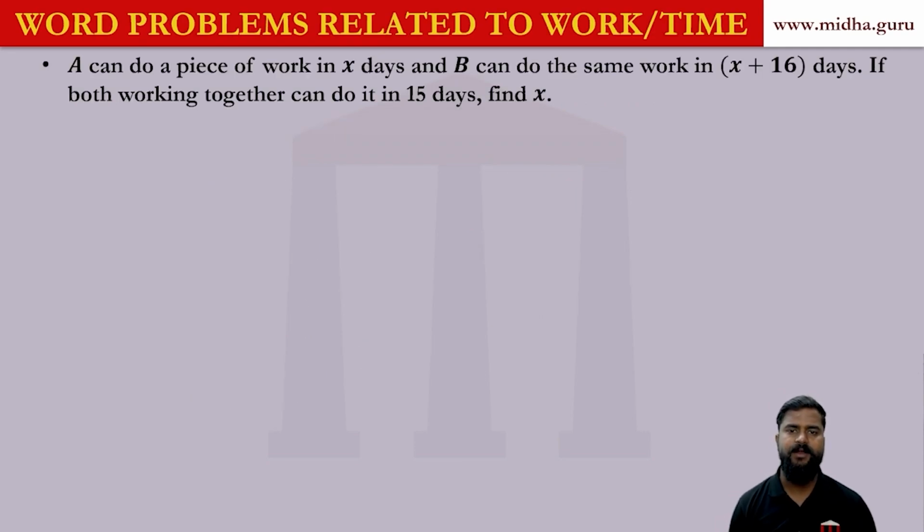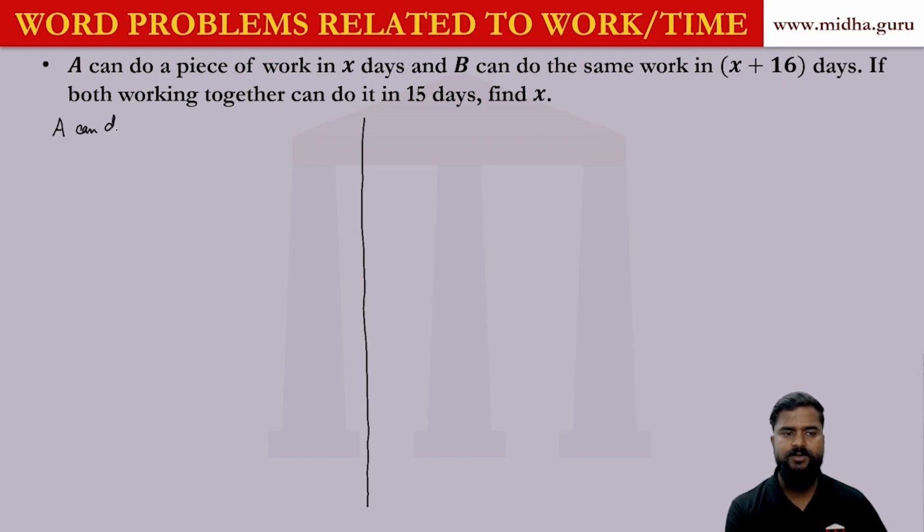Now let us see one example related to work and time problem. So it says A can do a piece of work in x days and B can do the same work in x plus 16 days. If both working together can do it in 15 days, find x. So we saw an example of how to write an equation from the statement. It was in hours and this is in days. That's the only difference. We'll go about our job just the same.